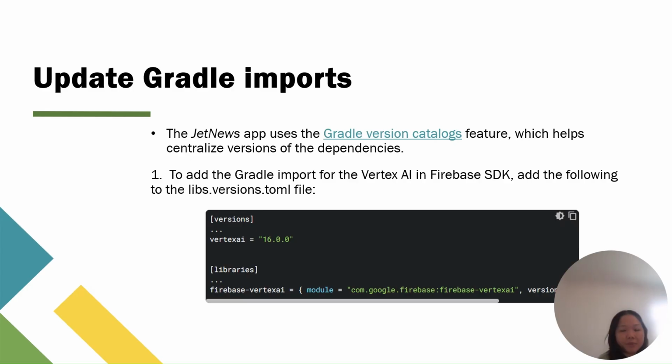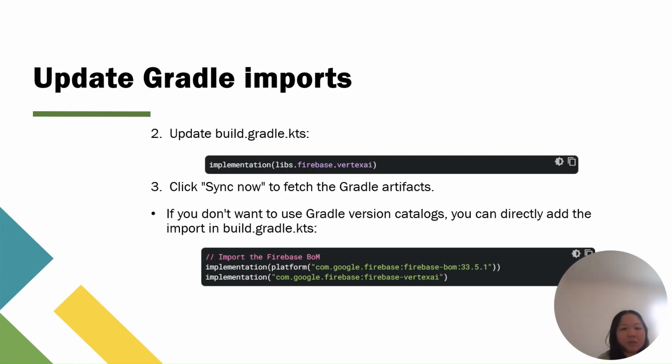That's shown below in the code. Next, update the build.gradle.kts. And third, click Sync Now to fetch the Gradle artifacts. If you don't want to use the Gradle version catalog, you can directly add the import in the Gradle KTS.